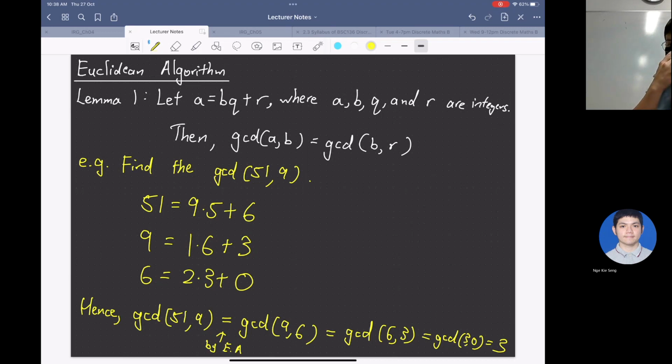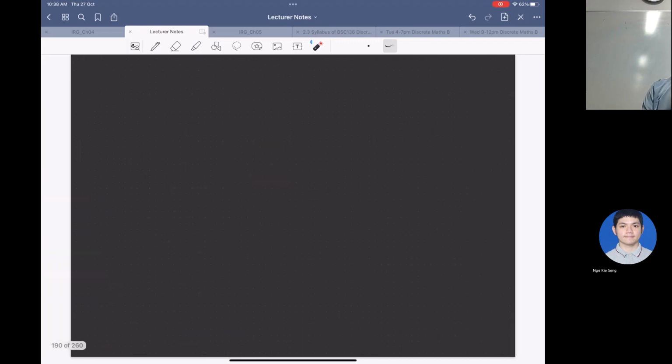If you want to prove this lemma, you can refer to the proof in the textbook. To prove this lemma, you just need to show that the set of common divisors here is the same as the set of common divisors here. So that when the sets are equal, when you take the largest number, they also will match up. And then the second thing that will save your life is the extended Euclidean algorithm.